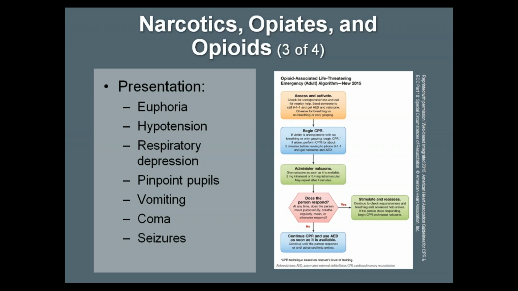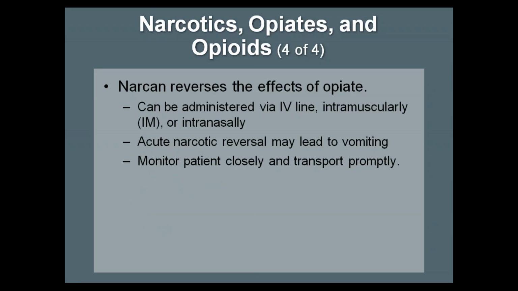Here's an algorithm for you that we're not going to get into. I'm sure it's available to you in your books. Narcan reverses the effects of the opiate. It binds to those receptor sites. Narcan has a greater affinity for that site than the opiate, so it displaces the opiate, and Narcan binds there, and it just hangs out and hangs out and hangs out.